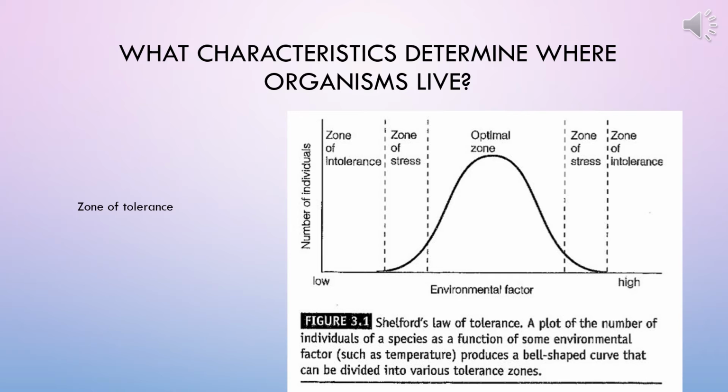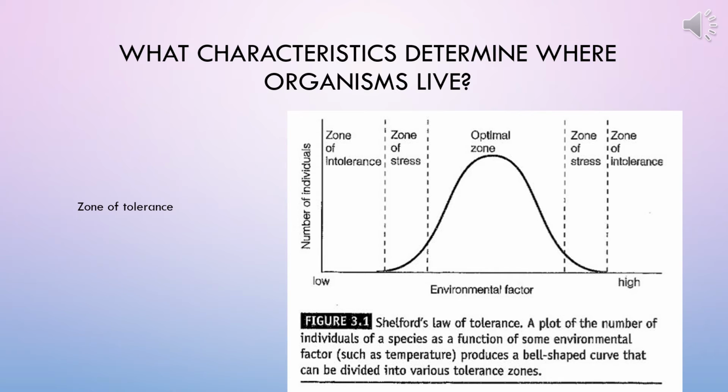Okay, so we understand ecosystems. We understand how evolution impacts the way that species are able to adapt. But how do we understand the characteristics that determine where an organism lives? The major thing that determines where an organism lives is its zone of tolerance.